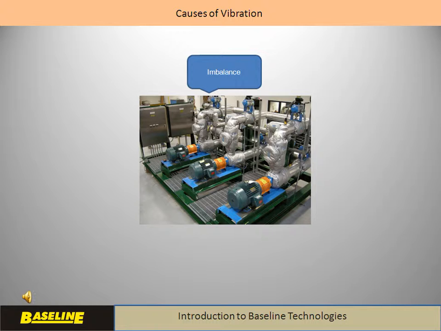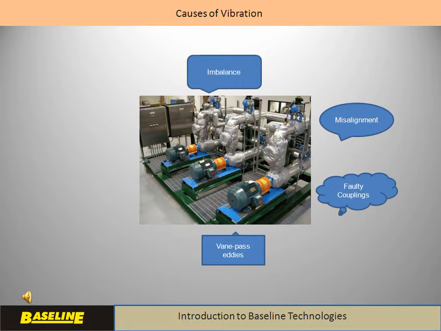Amongst other common causes are misalignment, faulty couplings, vane pass. In pumps and blowers, the fluid going through pressure variations around a vane is often a source of eddies. The vibration can only be controlled by good design. Faulty bearings. These are often the source of high-frequency vibrations in rotating machinery.